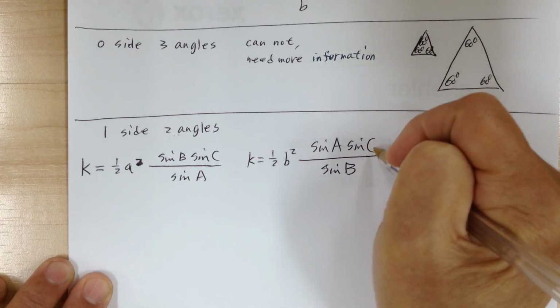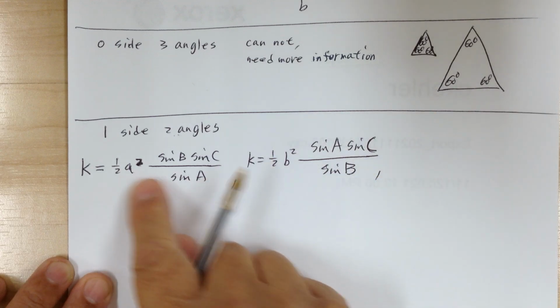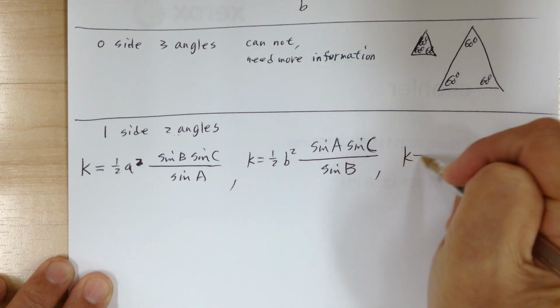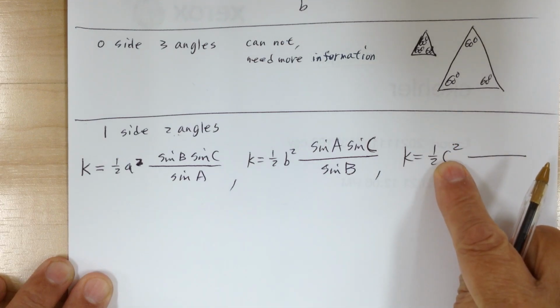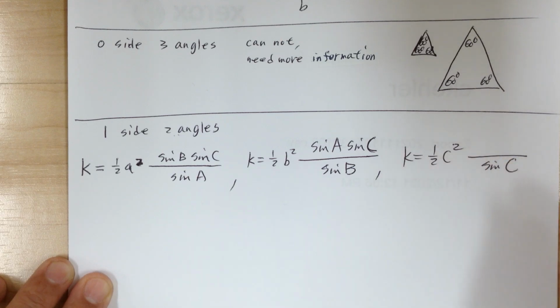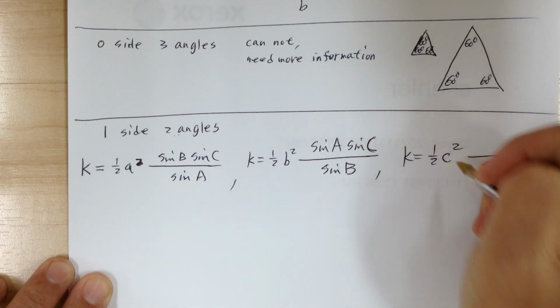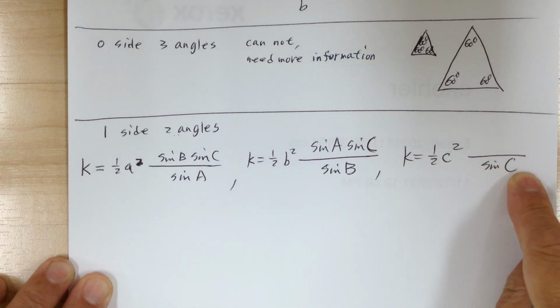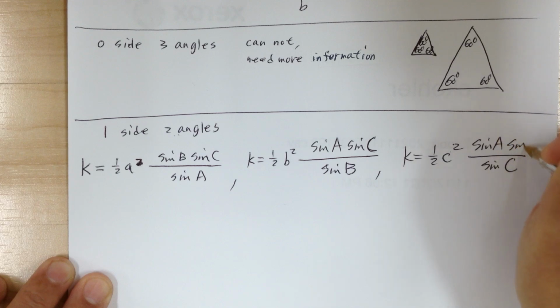When you try to memorize this equation, go by pattern. This is the A version, this is the B version, and the C version would be 1/2 c squared. Whatever letter you have, the single one goes down here, so it would be sine C. The letter will match: the one that matches goes on the bottom, and the ones that don't match go on the top, so it will be sine A sine B.